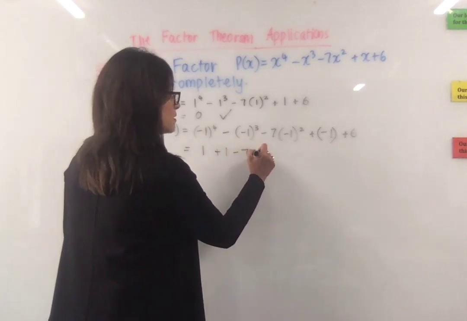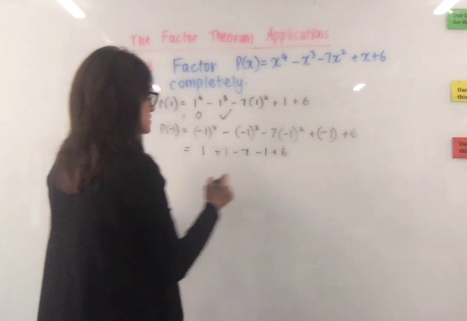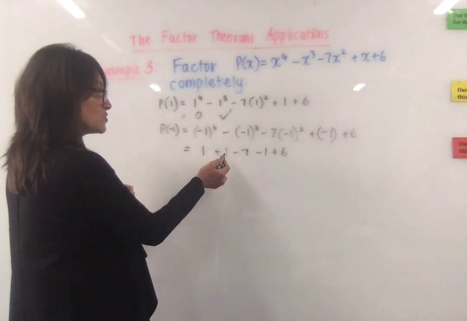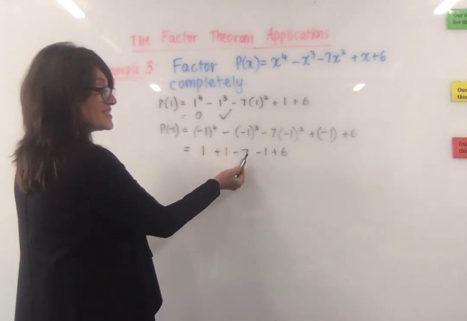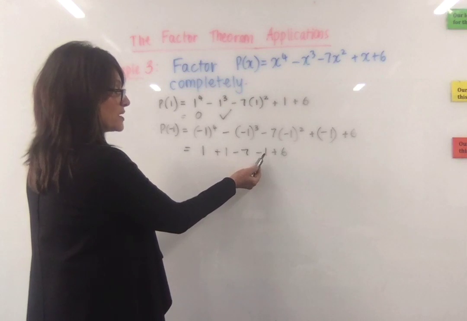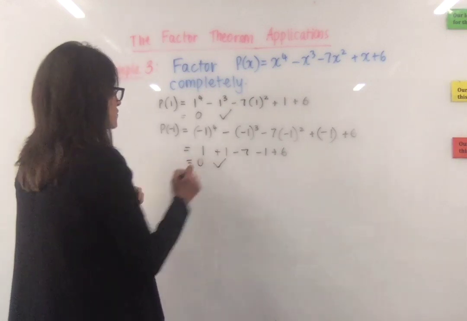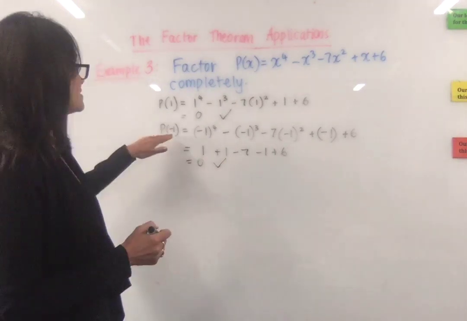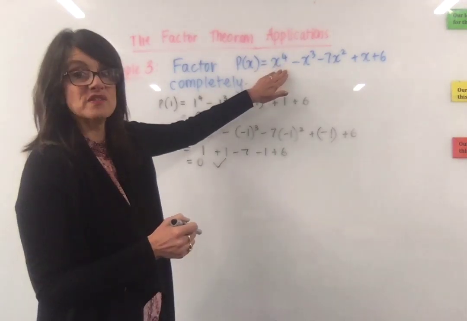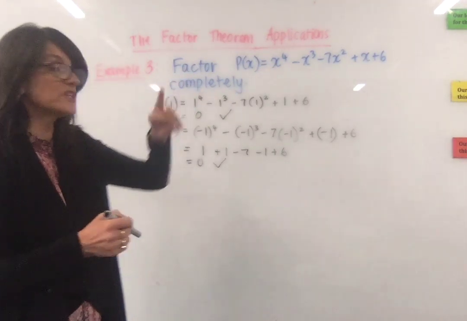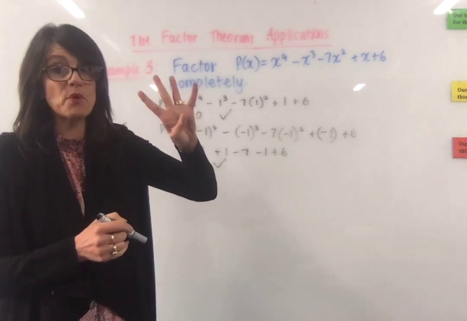So then we end up with 1 plus 1 minus 7 minus 1 plus 6. 1 and 1 is 2. Minus 7 is negative 5. Minus 1 is negative 6, plus 6 equals 0. So this is also a factor. So that means x plus 1 is a factor of this polynomial. So we've already identified 2 roots. Remember, we've only got at most 4.